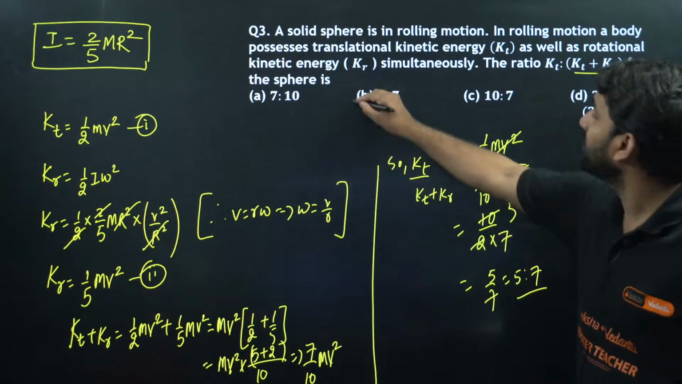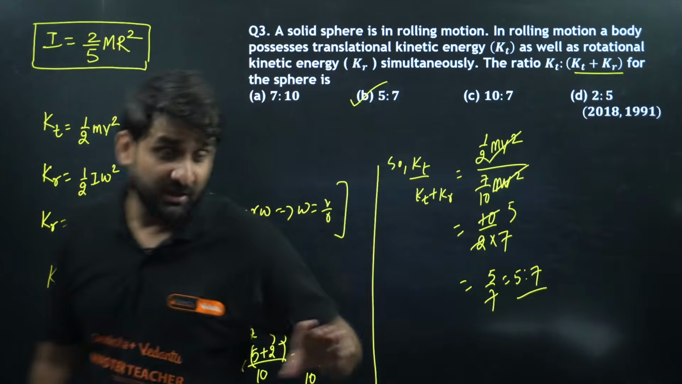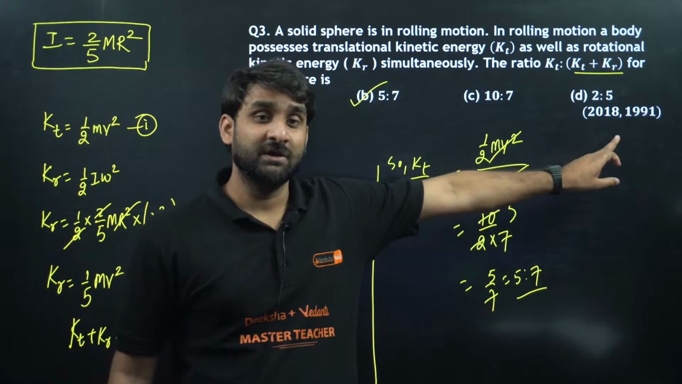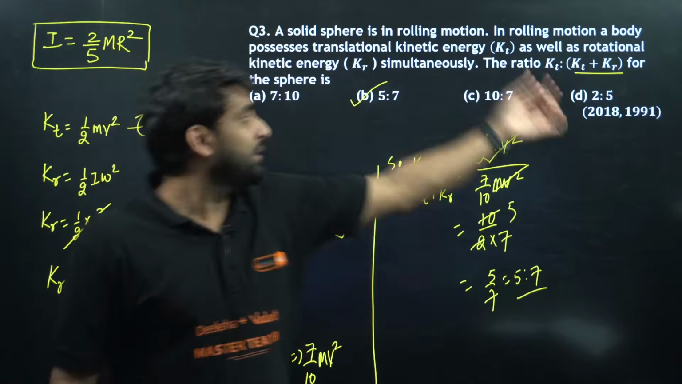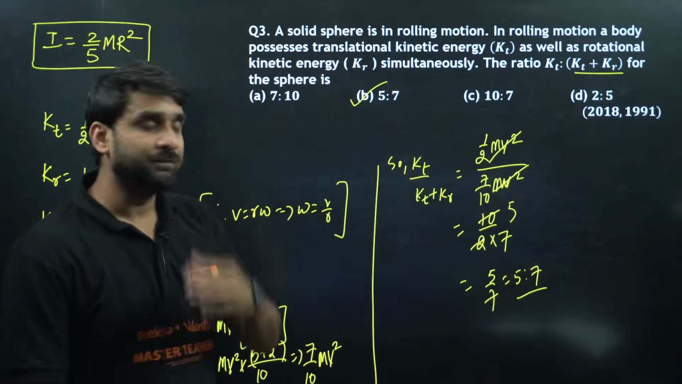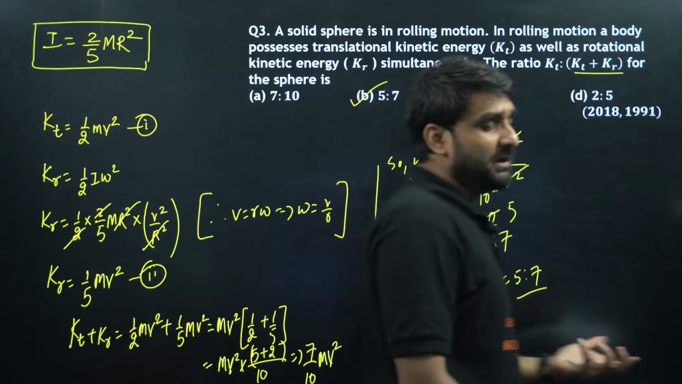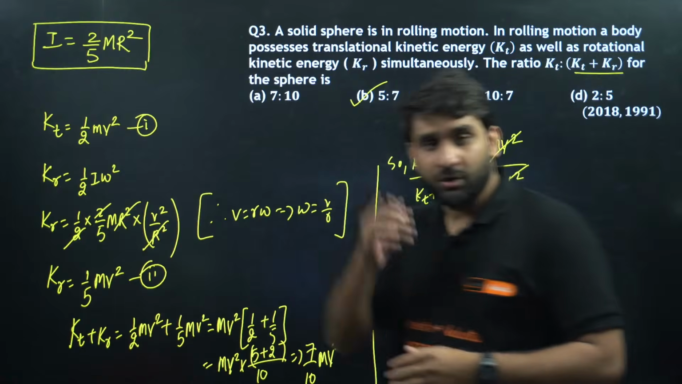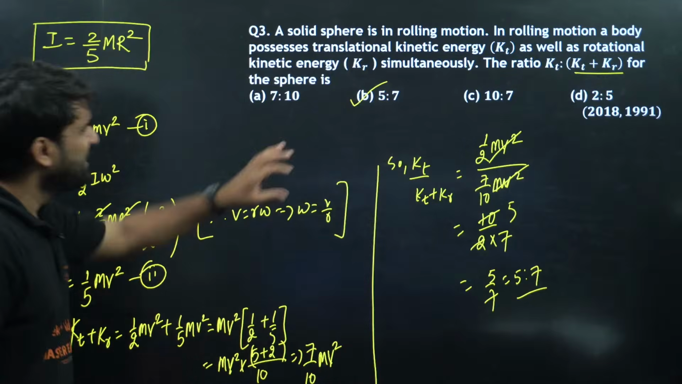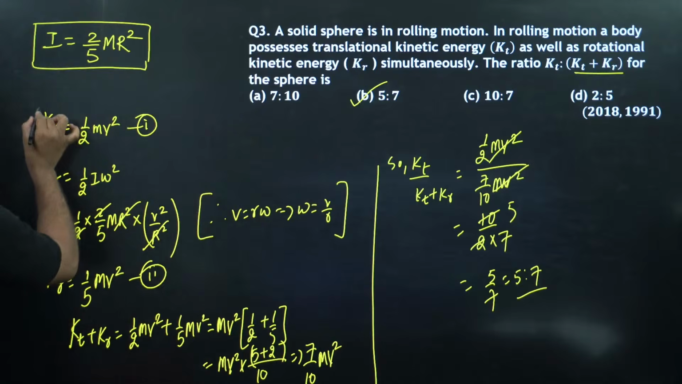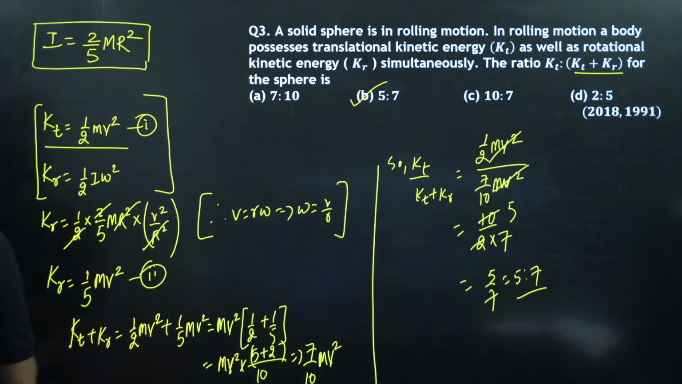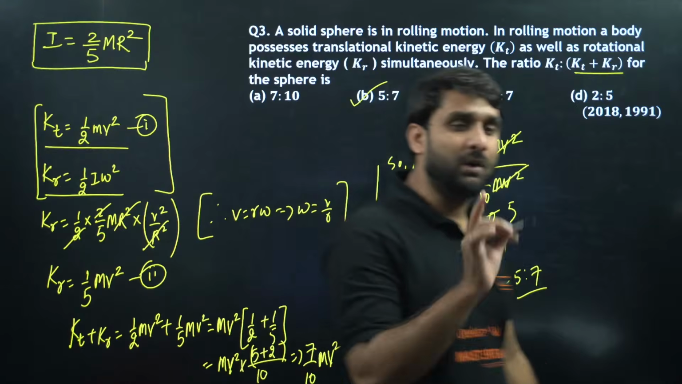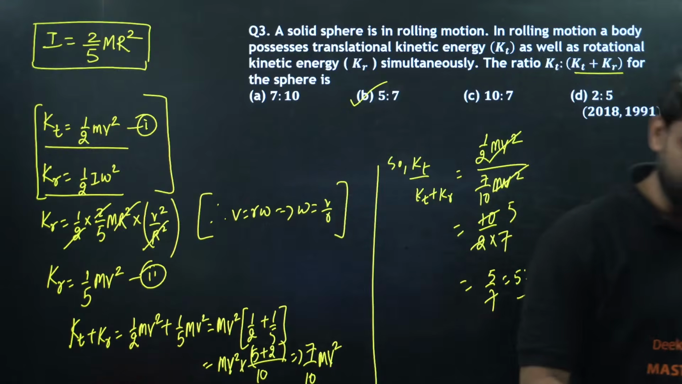Answer option number B. And can you see, my dear champion, this question has appeared twice, in the year 2018 and very long ago in the year 1991. So I looked at this question as an important question, that's why I brought it up here, but it is a very easy question because just the formula is required. So my dear champion, please keep these two things in mind. This is translational kinetic energy and this is rotational kinetic energy, 1 by 2 I omega square. I hope this is clear, everyone.